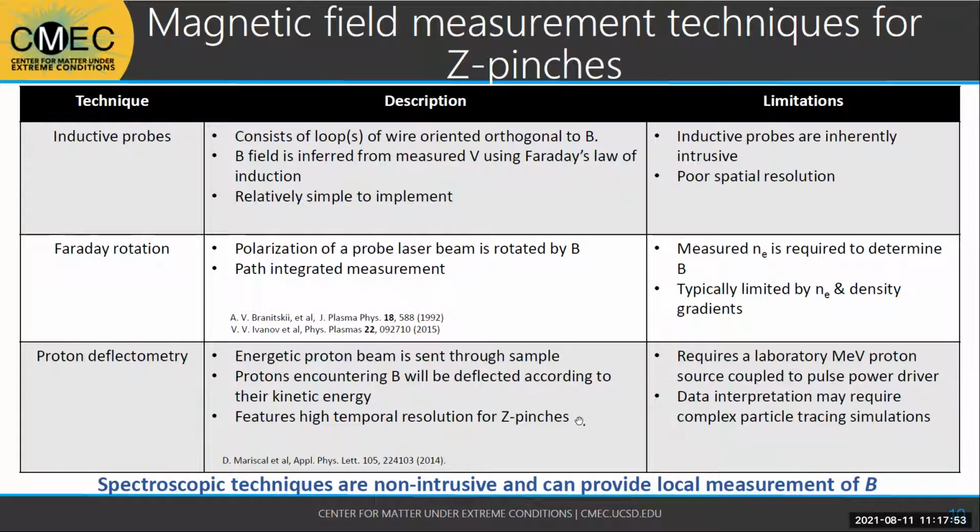Spectroscopy, on the other hand, is non-intrusive because you're just using emission. You don't have to send anything through the plasma that might perturb it. And in the right arrangements, you can actually measure locally the strength of the magnetic field, which is what we've done.